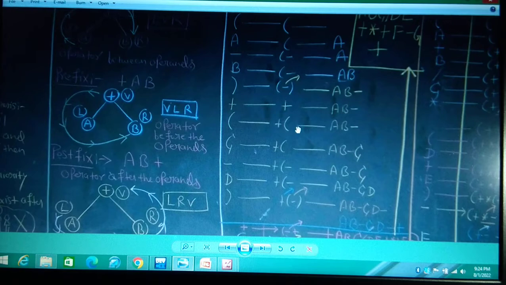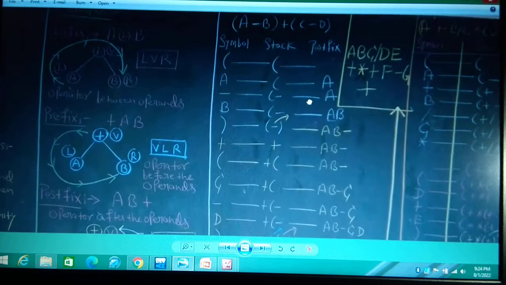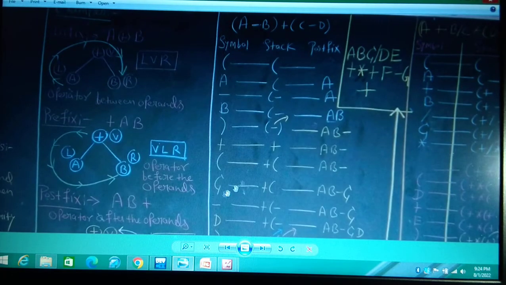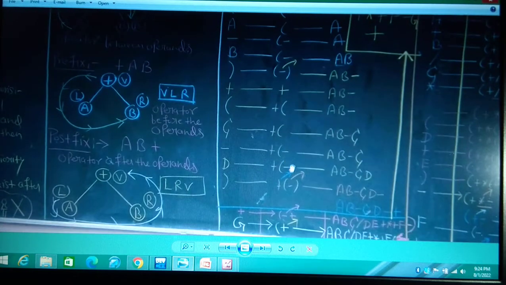After C, minus will come here, then D will come here because it is an operand. Now the parenthesis closed, so whenever the parenthesis closes, you will pop. You pop this minus, so minus will come here, and there is only one plus at last, so this plus will also pop. So this is your final answer: A B minus C D minus plus.